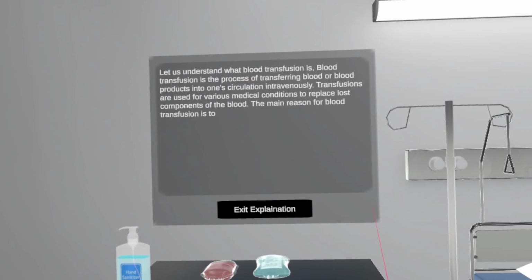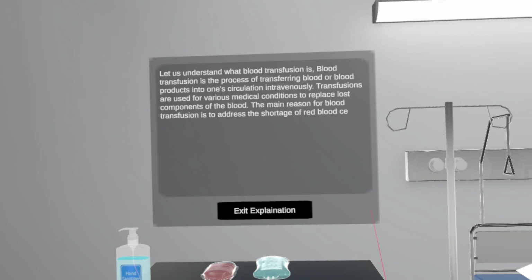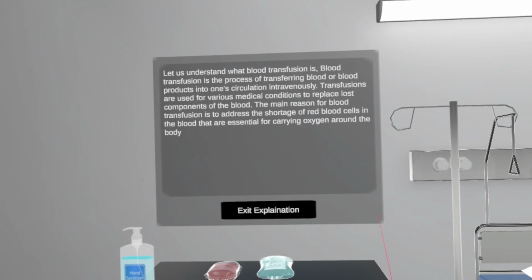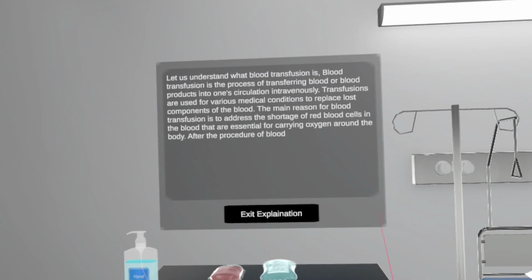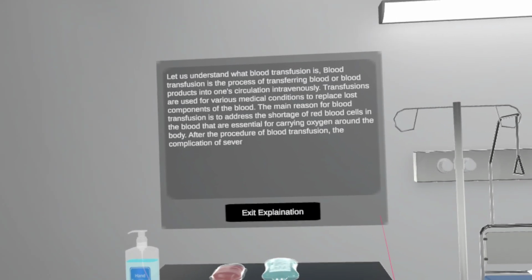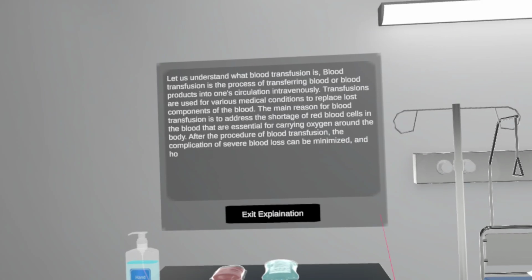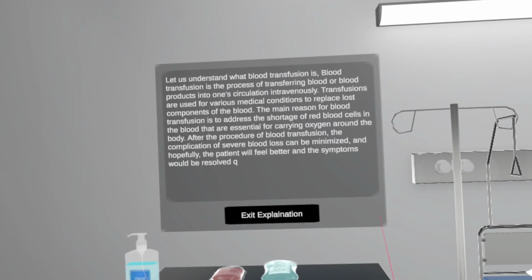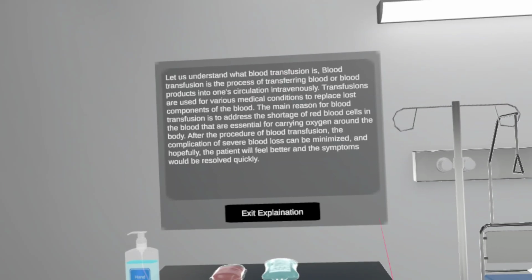The main reason for blood transfusion is to address the shortage of red blood cells in the blood that are essential for carrying oxygen around the body. After the procedure of blood transfusion, the complication of severe blood loss can be minimized, and hopefully, the patient will feel better and the symptoms would be resolved quickly.